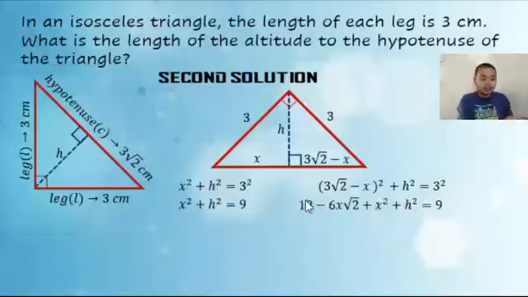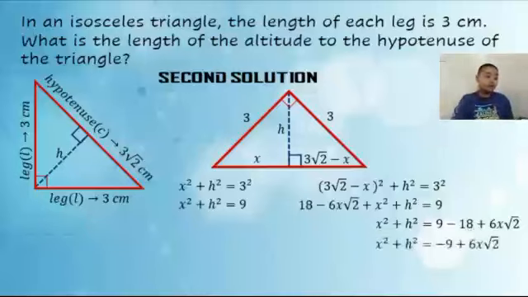For us to eliminate these two terms, we're going to add negative 18 on both sides of the equation and positive 6x squared of 2 on both sides of the equation. In that case, we will have x squared plus h squared is equal to 9 minus 18 plus 6x squared of 2. Simplifying this one, this will be now negative 9. So x squared plus h squared is equal to negative 9 plus 6x squared of 2.